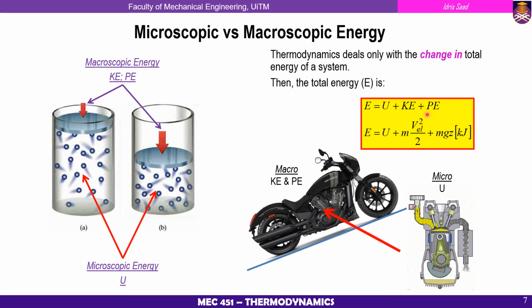As a conclusion, the total energy is the sum of energy inside the molecule, which is the internal energy, and energy within the system, which are kinetic and potential energy. So the total energy of the system is equal to internal energy plus kinetic energy plus potential energy.